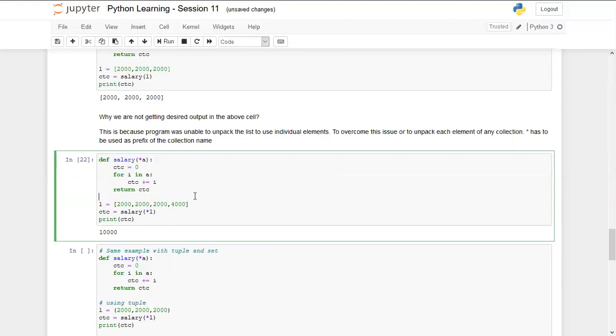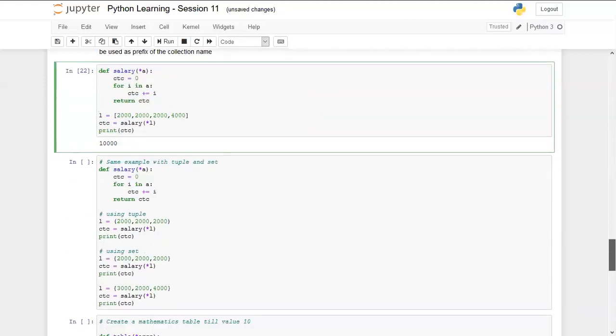It can be a tuple, it can be a list, or it can be a set as well. Let's take one more example with tuple and list.